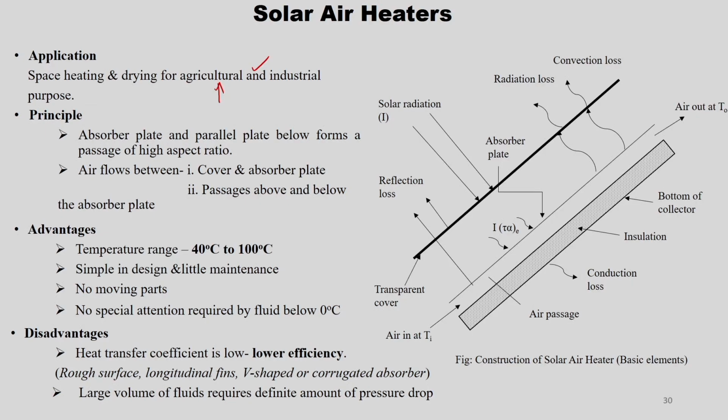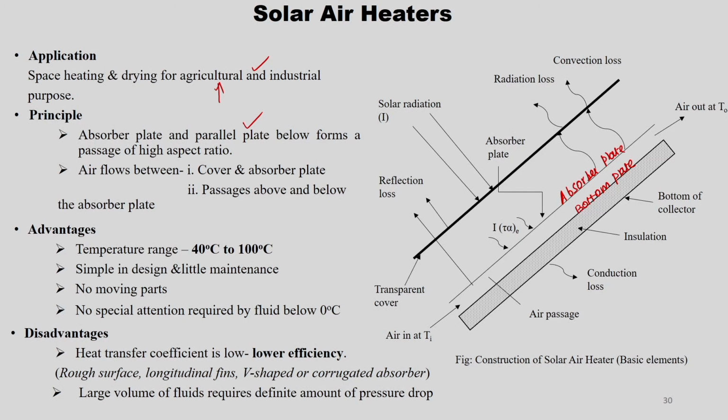The principle is that the absorber plate and a parallel plate below form a passage of high aspect ratio, right. The absorber plate is this one, for example, in this figure. This is the bottom plate, where your insulation starts, bottom insulation starts. This passage is nothing but an air passage, right. The absorber plate and the parallel plate below form a passage of high aspect ratio for the fluid to flow.